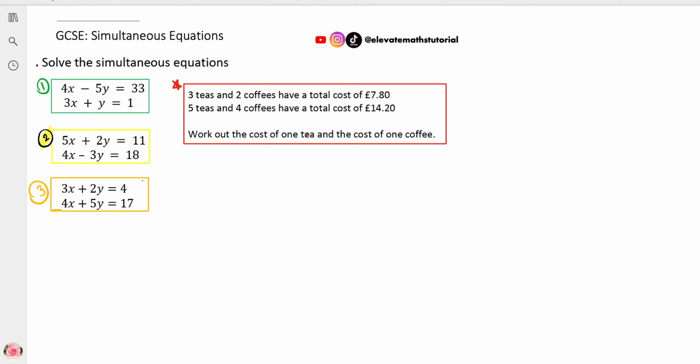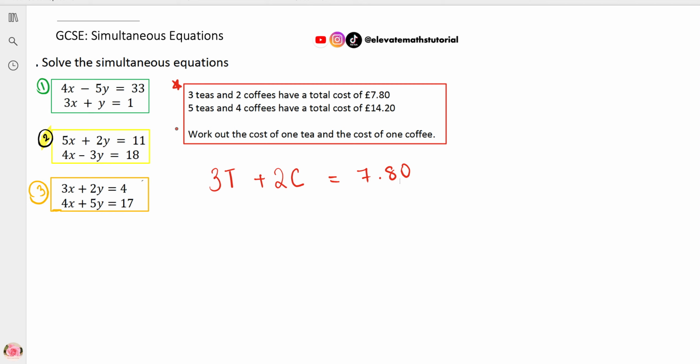Work out the cost of 1 tea and 1 coffee. All we have to do is convert this into one of these, then we can solve it. So assign a letter for each of these terms. So we're going to call 3 teas, as in 3t, and 2 coffees, as in 2c, is equal to 780.